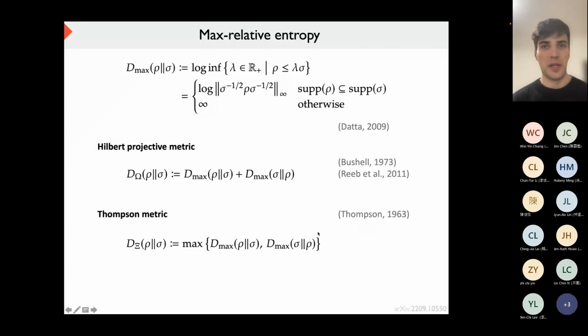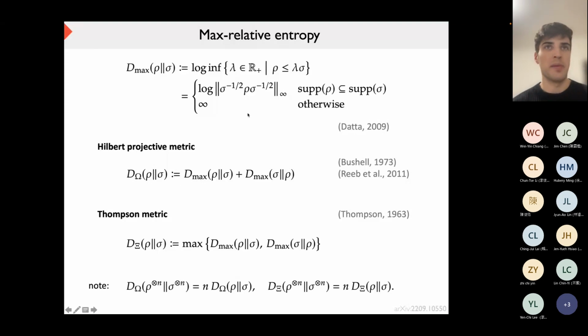These two quantities found use in a lot of geometric concepts and results, but not much in quantum information until recently. The Hilbert projective metric was defined in one paper by Reeb and collaborators, but after that it didn't find use until only last year. So it was a bit unappreciated, I think. But a crucial property of these two that we will be using is that they are additive. It's a very simple property because it follows from the definition of the max relative entropy. If we have tensor products of states, then these quantities will be just n times the original quantity.